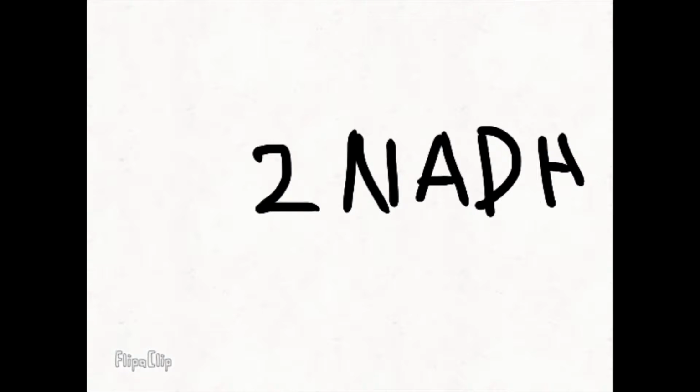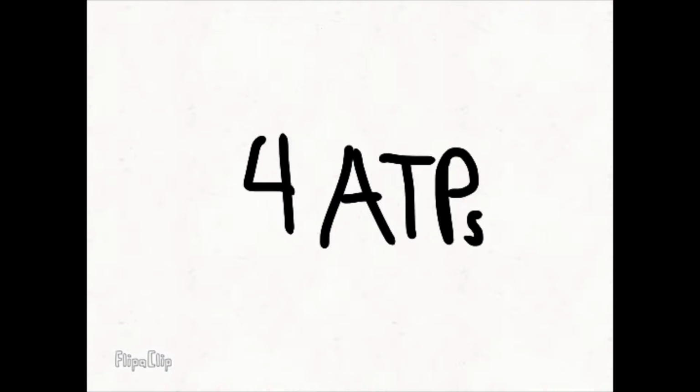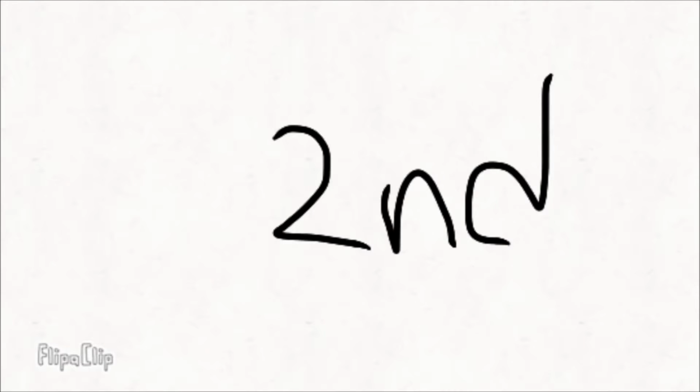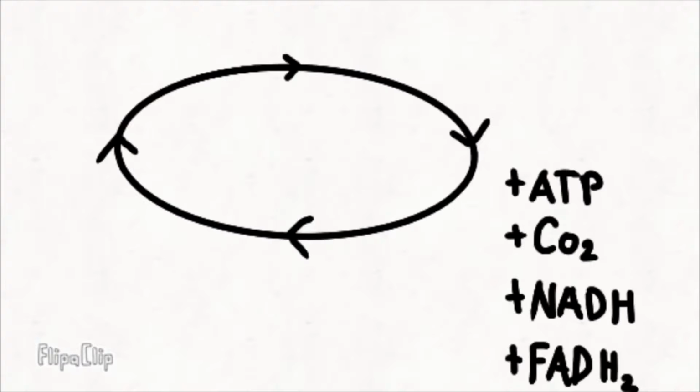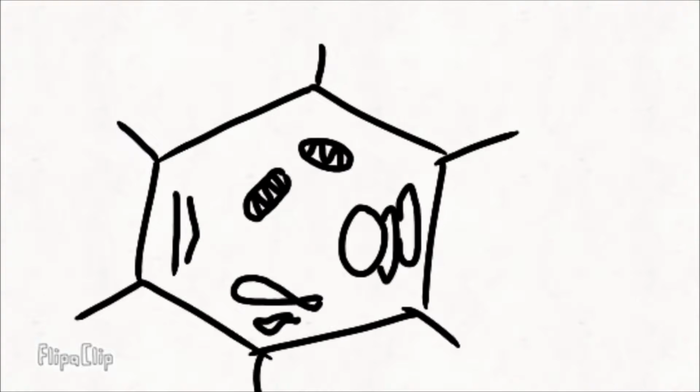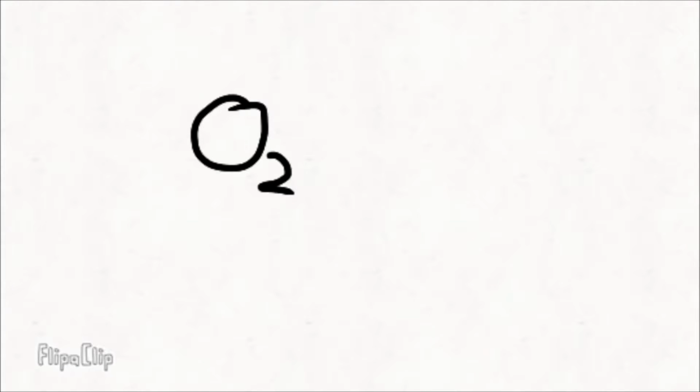Alongside the 2 pyruvates, 2 NADH, 2 ADPs, and 4 ATPs are also produced. The second major step is the Krebs cycle. This is also called the citric acid cycle. Remember that it really has nothing to do with the fruit. We are now in the mitochondria, and this step requires oxygen.